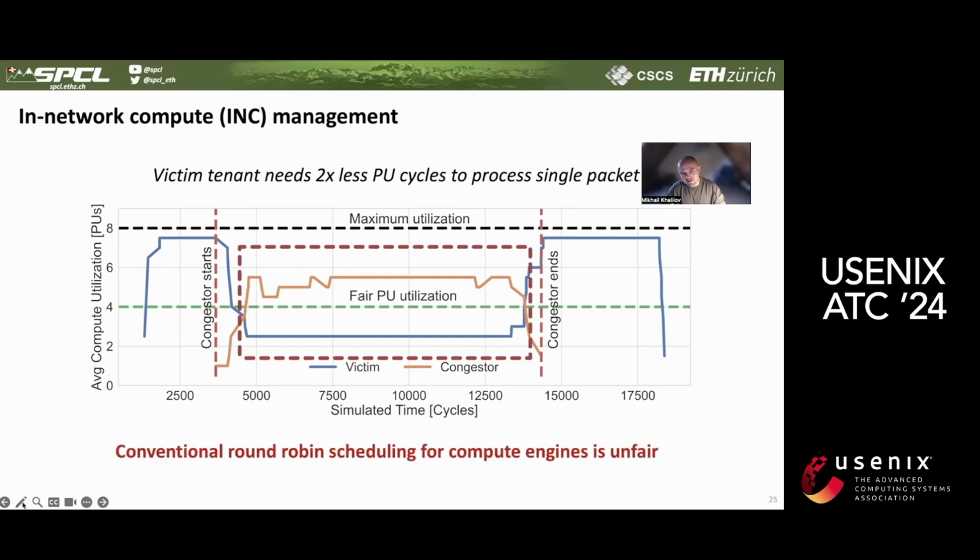The unfairness stems from the round-robin scheduling policy of PSP. And while we can leverage round-robin to efficiently distribute packets across PUs within a single application, the policy is unfair in multi-tenant scenario when tenants have different compute cost per packet.